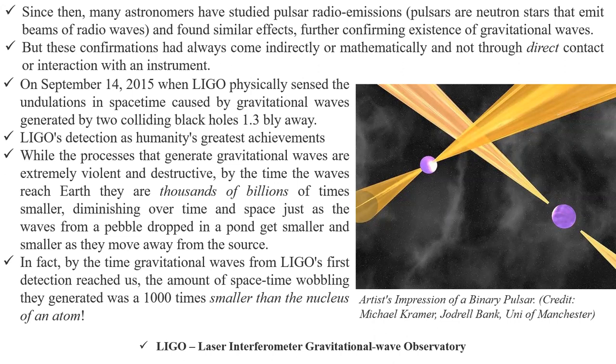On September 14, 2015, about 8 years back, LIGO physically sensed the undulation, the modulation in space-time caused by gravitational waves which were generated by two colliding black holes. They were roughly 1.3 billion light years away from us. BLY is billion light years.